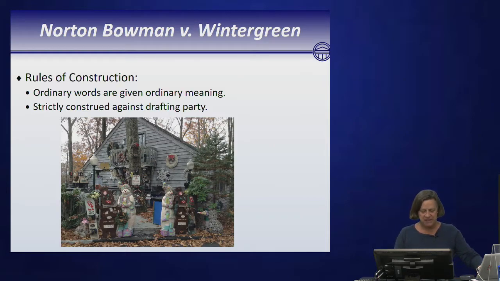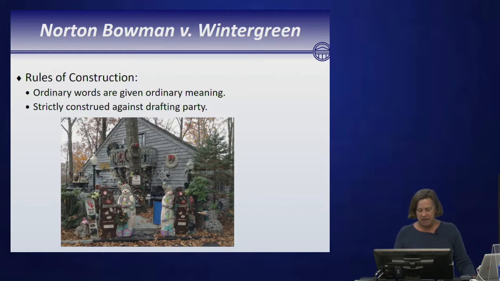This is Norton Bowman's house, and he had a display of certain articles of personal property. This is what the display looked like when he tangled with the Wintergreen Property Owners Association. The display consisted of 3 cow skulls, 2 pairs of cow horns, 3 neon signs reading Aspen, Key West, and Margaritaville, and a bar and murals attached to the outside of Bowman's residence.